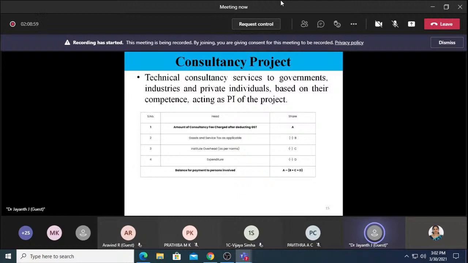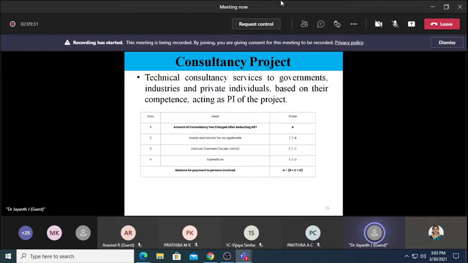So what are the funds, or what are the heads, which can be received from the consultant? First one is the amount of consultancy fee charged after deducting GST. They should pay this to the faculties. If you are in a government job or any aided structure, it's not a problem. While coming to private institutions or private universities, you should frame the rules and policies for the consultancy scheme.